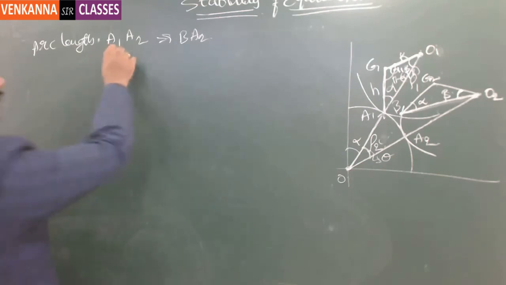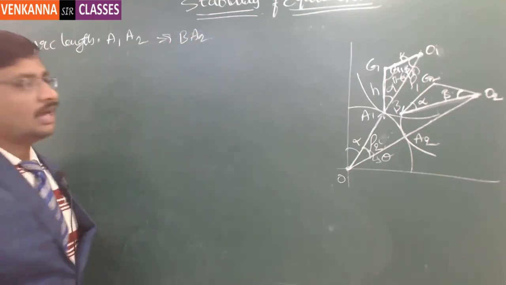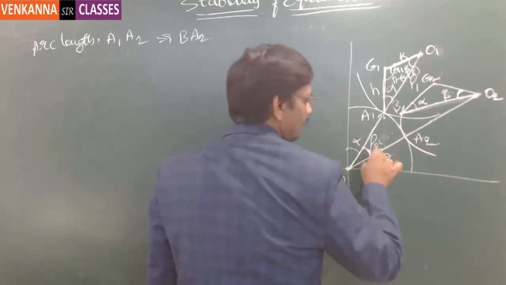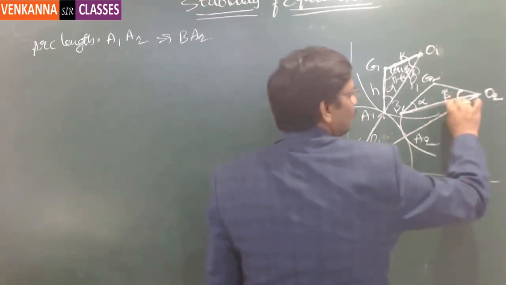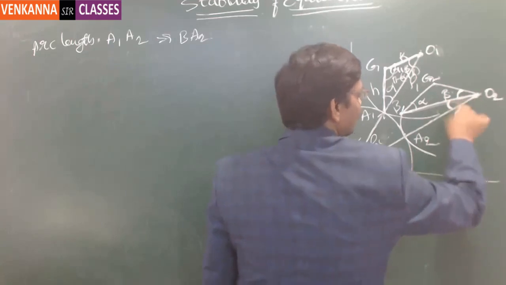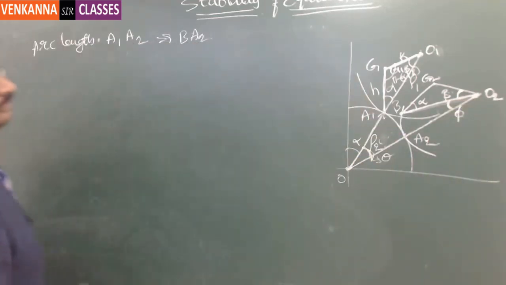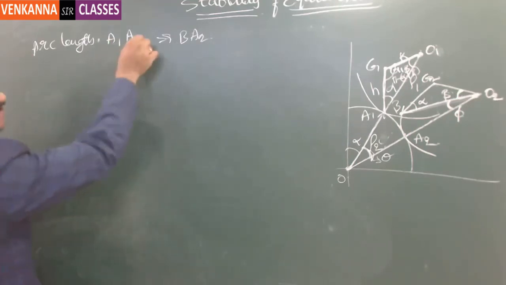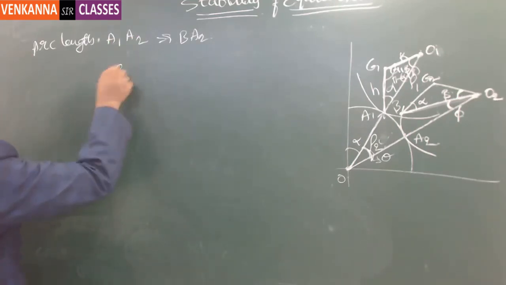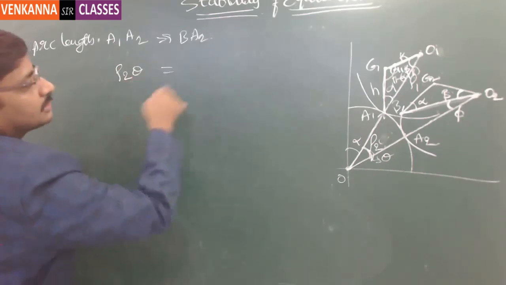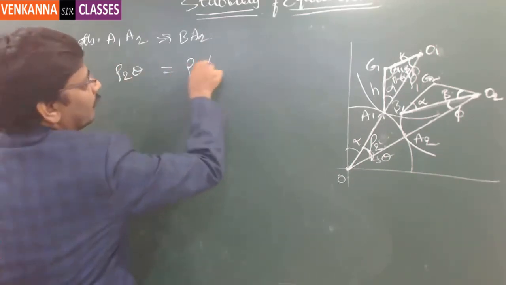So A1A2 is equal to BA2. And from there I can get a relation. Let us say this angle is theta and this angle is phi. I call this angle as phi. Now, A1A2 is equal to rho 2 theta, and the same thing is equal to rho 1 phi.